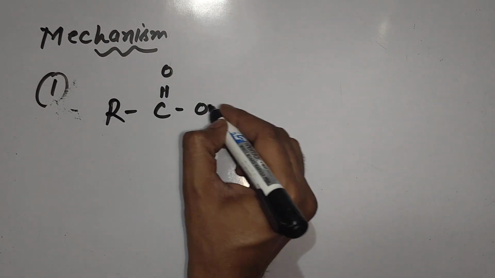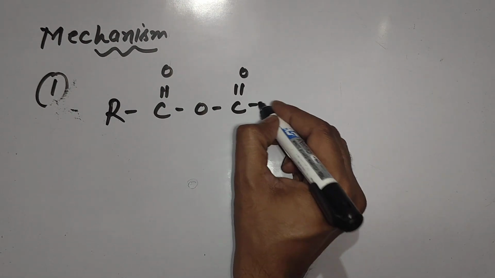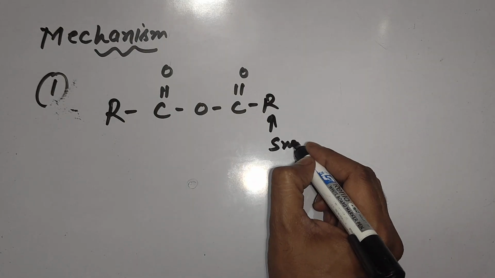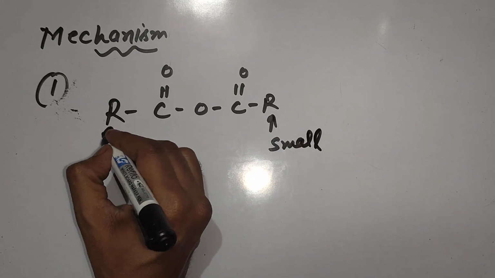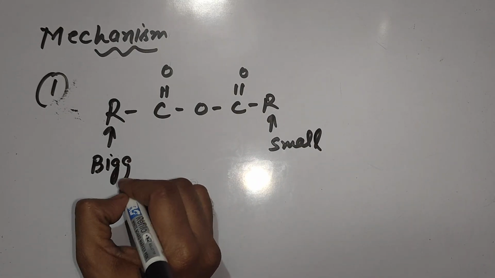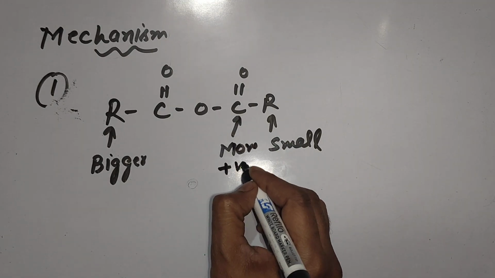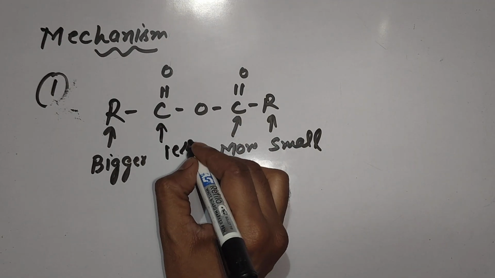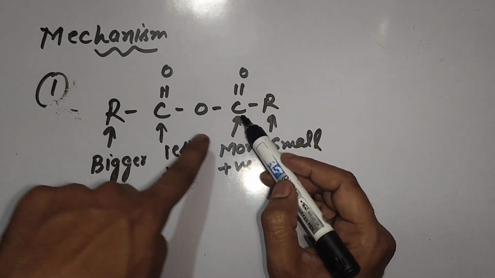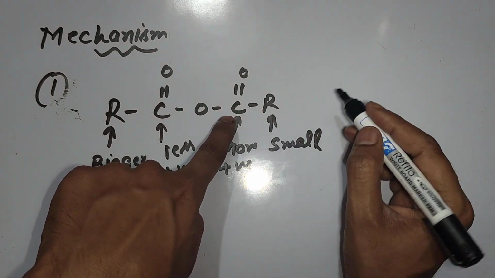What we have assumed is that this R is small and this R is bigger. So this carbon will be more positive and this will be less positive. Now because this carbon is electrophilic, more electrophilic.